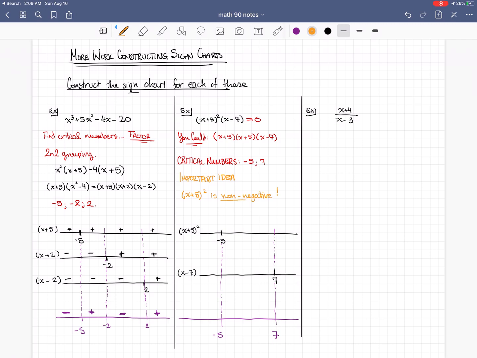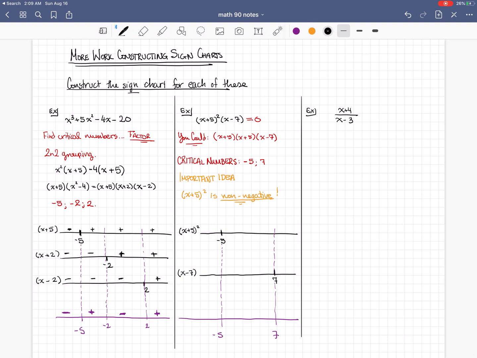So that's a really big term here, all right? X plus 5 squared is non-negative, meaning there is no real value of x that you can plug in that would make x plus 5 squared be negative. And this is going to play a huge role in the sign chart, okay?